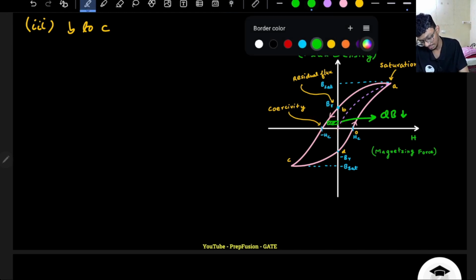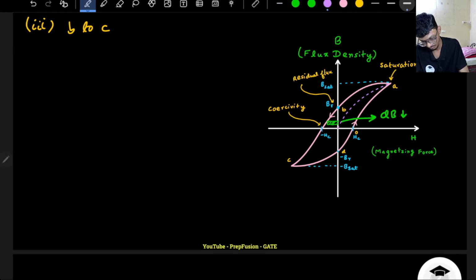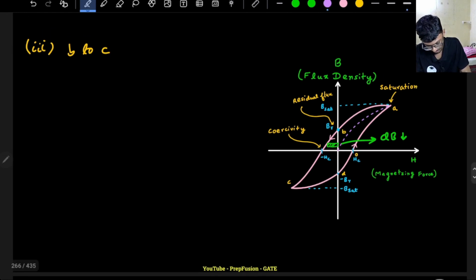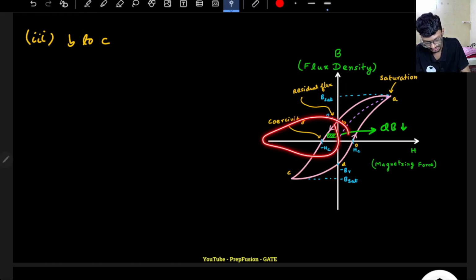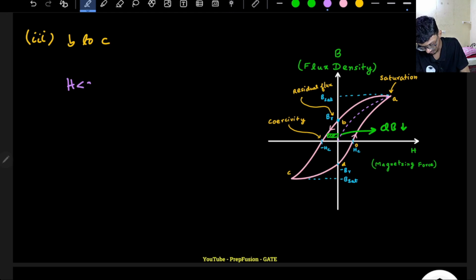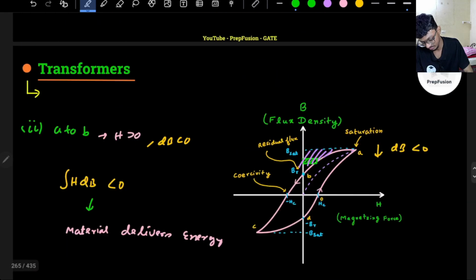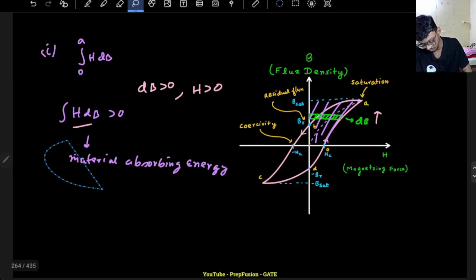So I can directly write here that dB is reducing, right? So if dB is reducing, what is H? H is also negative, right? If I am going from B to C, I am on the left hand side of the y axis. So in this region, H is always negative. So H is negative, dB is negative. That means the overall integration of H dB will come out to be positive. Again the same, I will write that material absorbs the power.